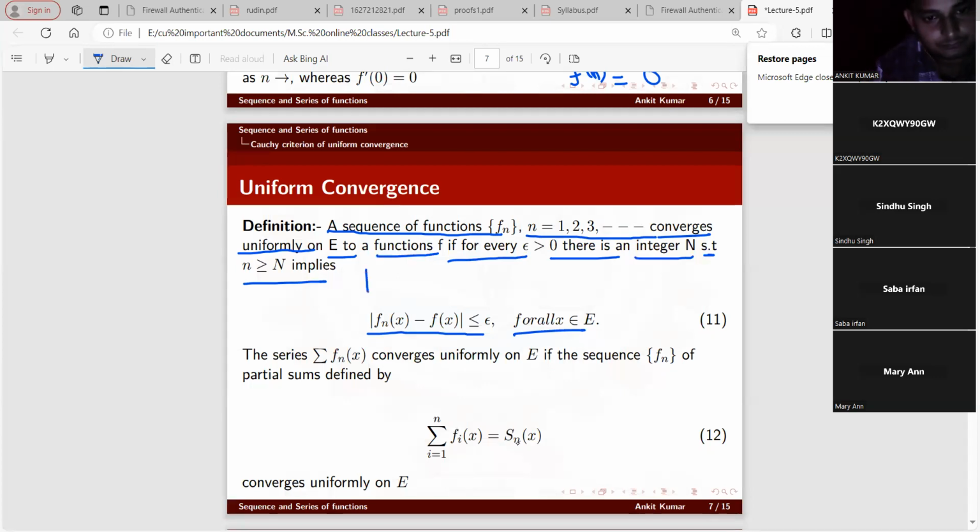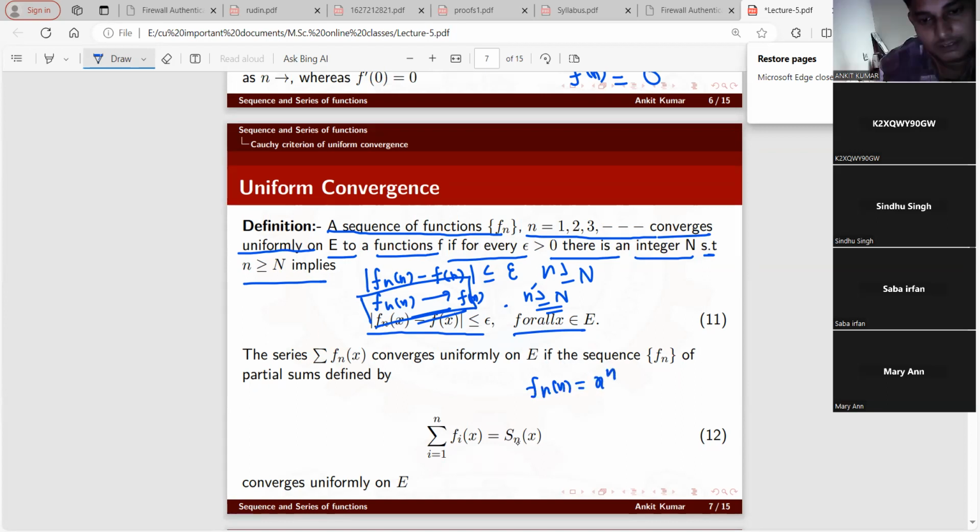Suppose this is mod of fn x minus f x less than or equal to epsilon, whenever n is greater than or equal to N, when this fn x approaches this f x for each n greater than or equal to N, then this is the uniform convergence. Okay.